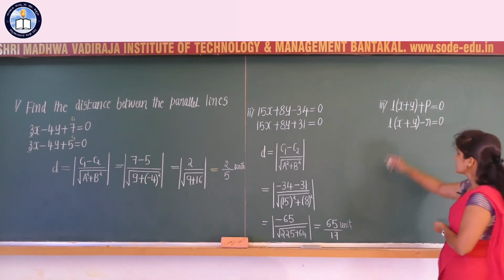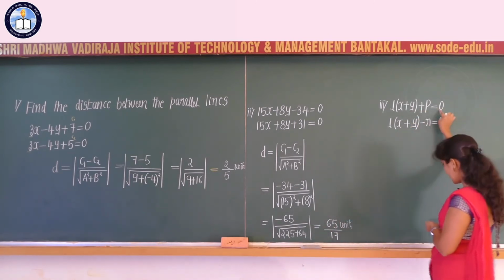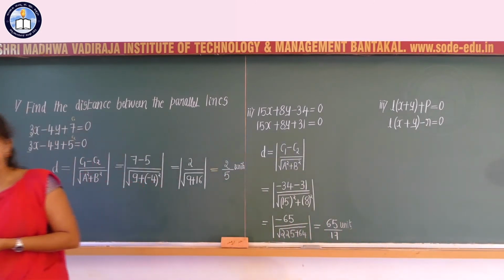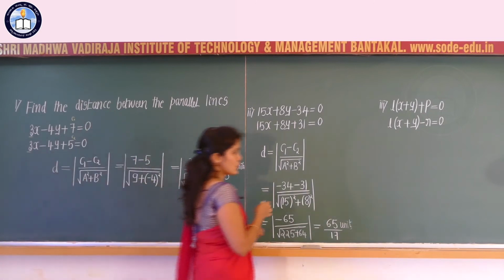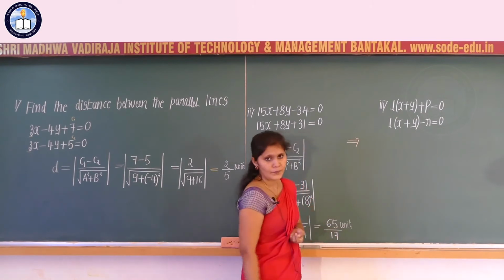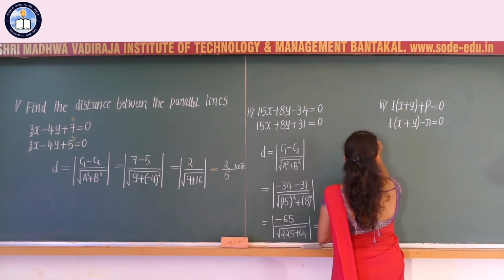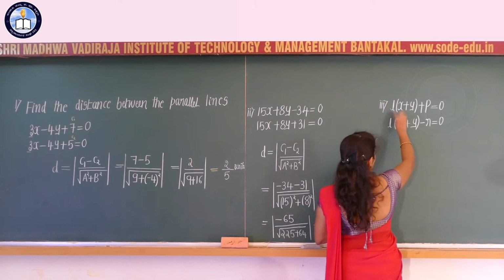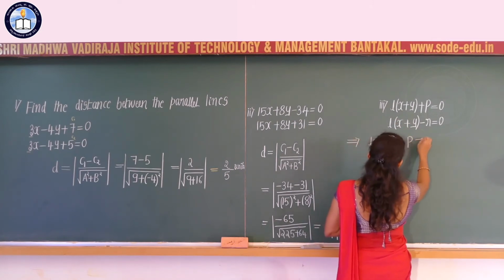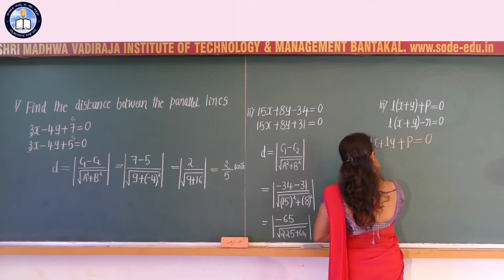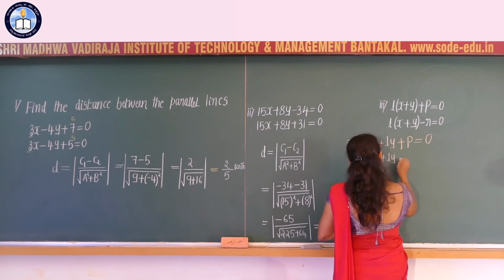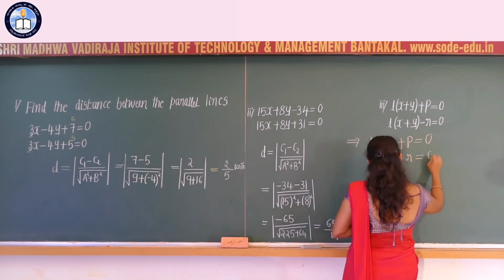The third question is Lx plus y plus p equal to 0, and the second equation is Lx plus y minus r equal to 0. Initially I will write these two equations in the general form: L multiplied with x, that is Lx, plus L multiplied with y, that is Ly, plus p is equal to 0. The second equation is Lx, plus Ly, minus r is equal to 0.